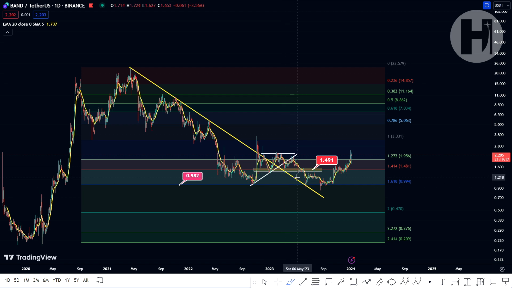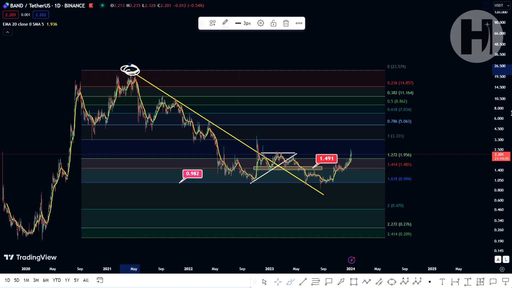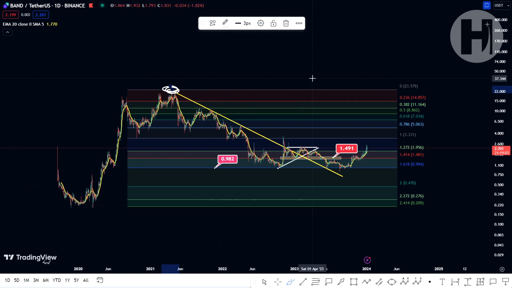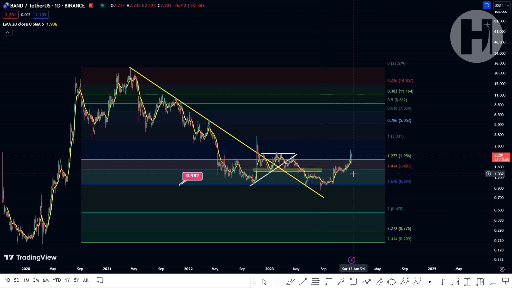And we were accumulating on Patreon. Our average buying price, I believe, is around $1.38, which is not bad, considering that the all-time high is only $23.50. And I think we're going to be going way past the all-time high in this upcoming bull market for BAND protocol, as I'm very bullish on the Cosmos ecosystem.